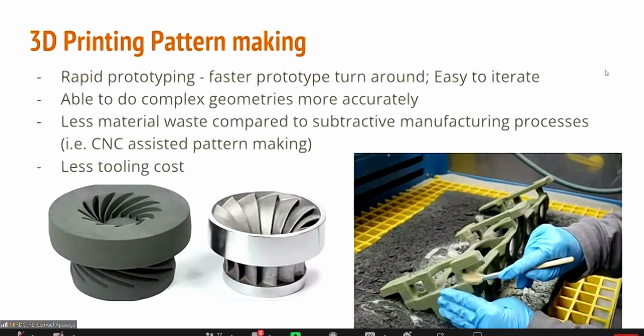So it's also able to do complex geometries more accurately. Again, there's less material waste compared to subtractive manufacturing since you're only using material that you need for the shape of the parts. Ergo, it also leads to less tooling cost. For you to be preparing the same pattern from wood, from CNC machining, and from 3D printing, it has the least tooling cost.